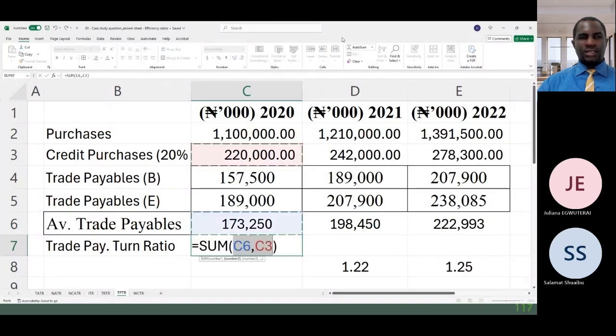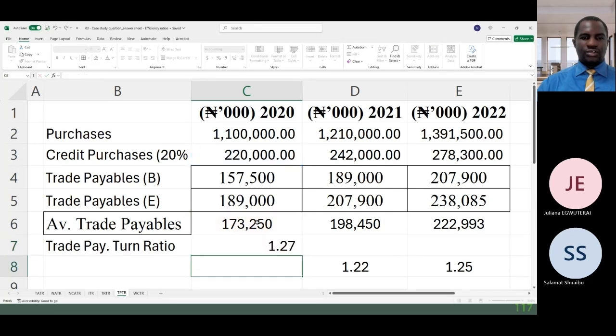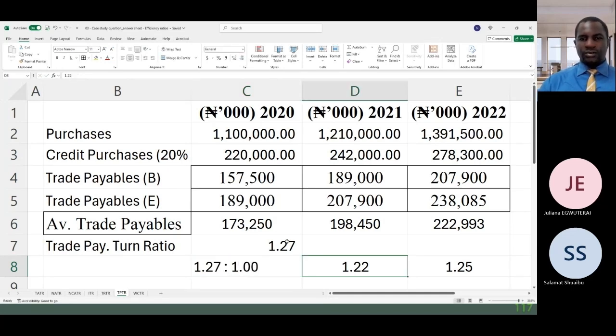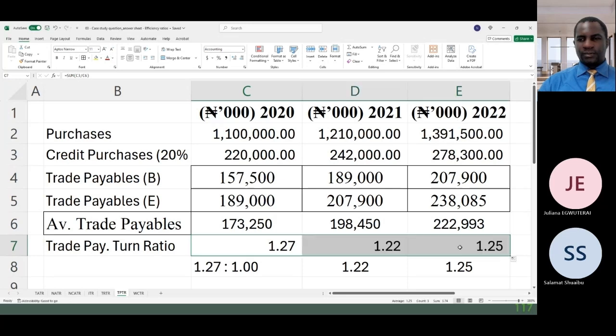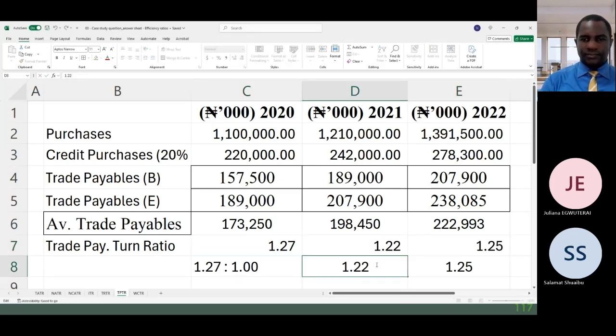So let me get the credit purchases divided by the average trade payables, and I have it as 1.27. 1.27 to 1. A narrow escape. Yeah, so Julie got the actual figure.